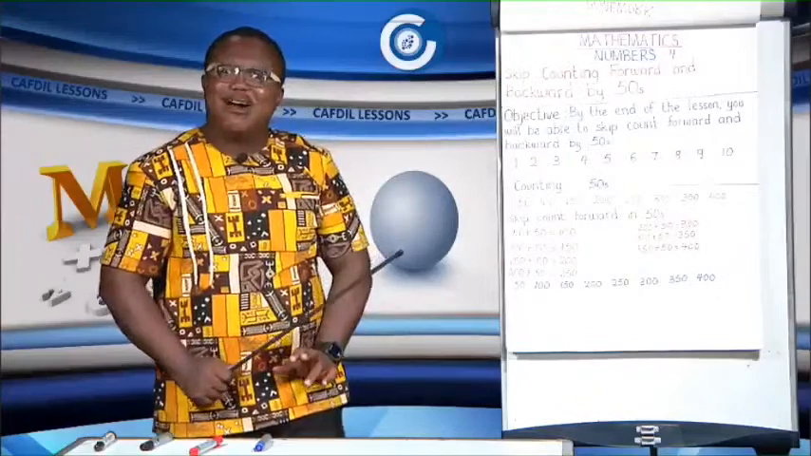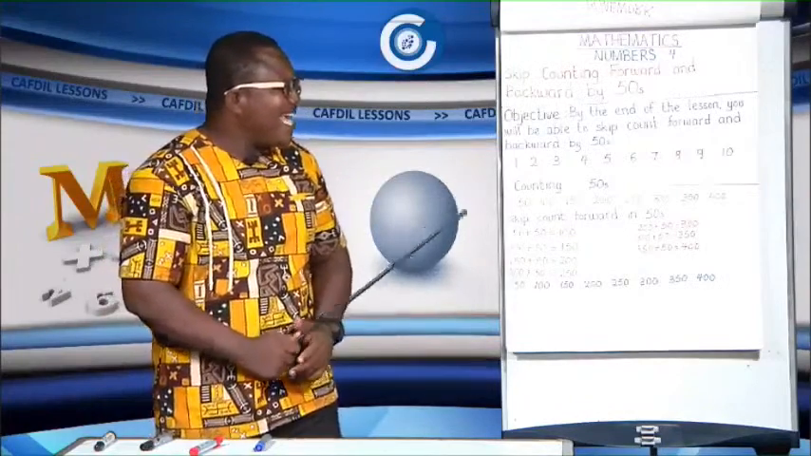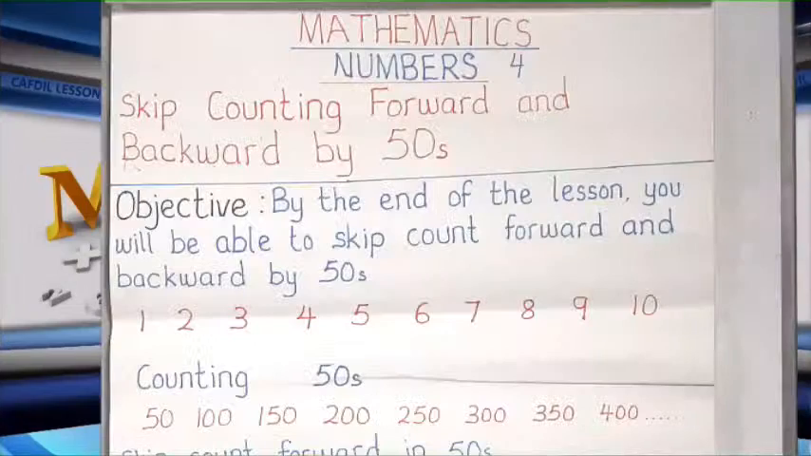Now let's look at our objective. We are saying that by the end of this lesson, you will be able to skip count forward and backward by 50s.